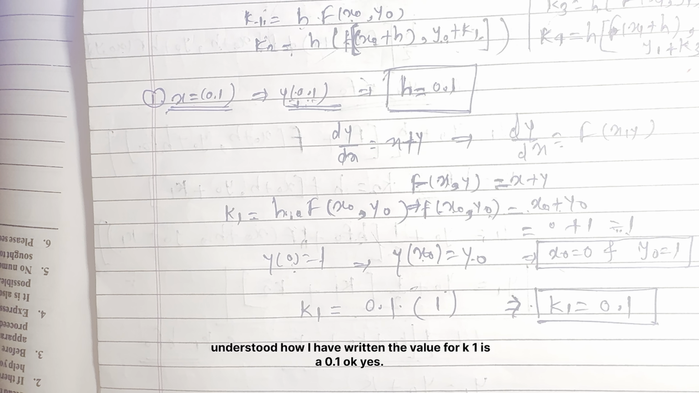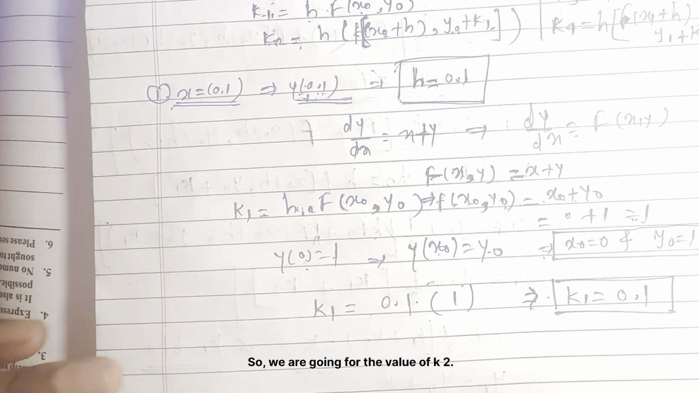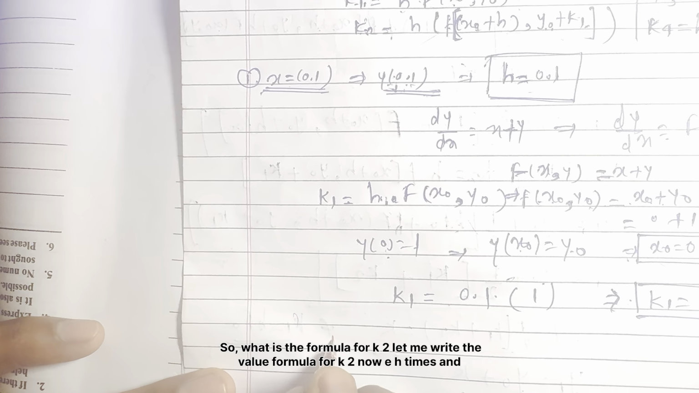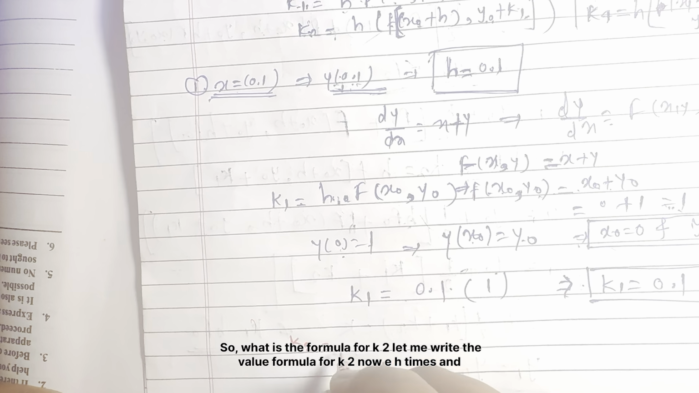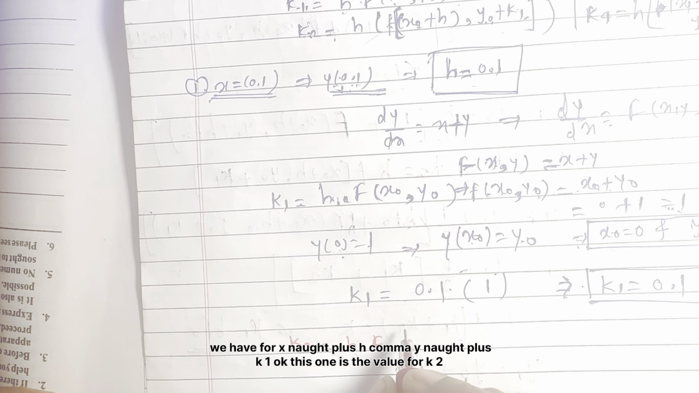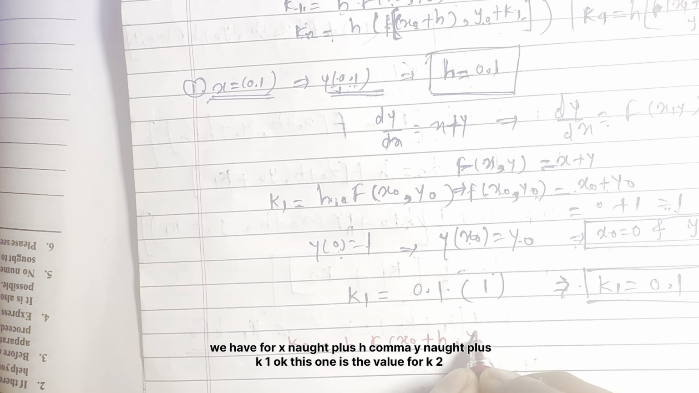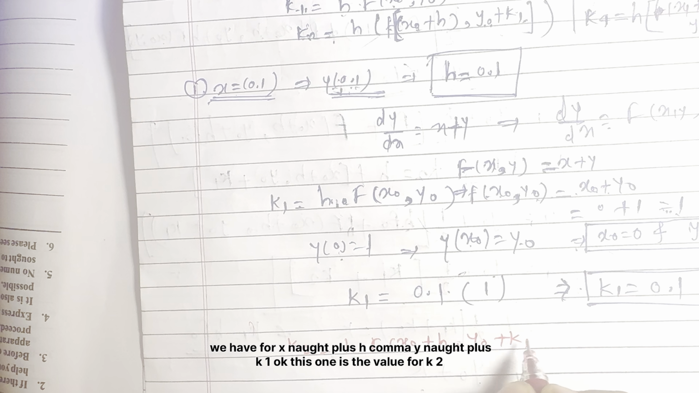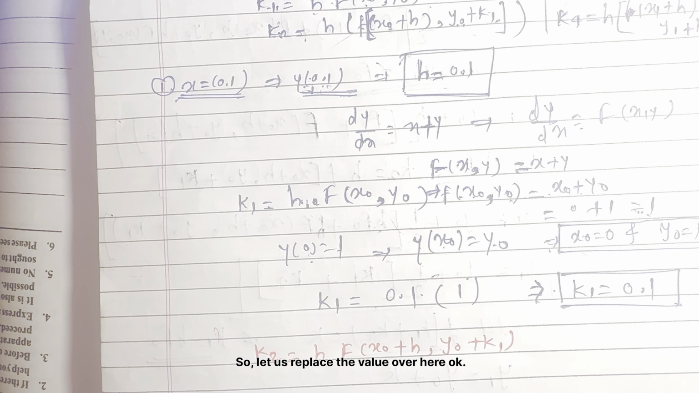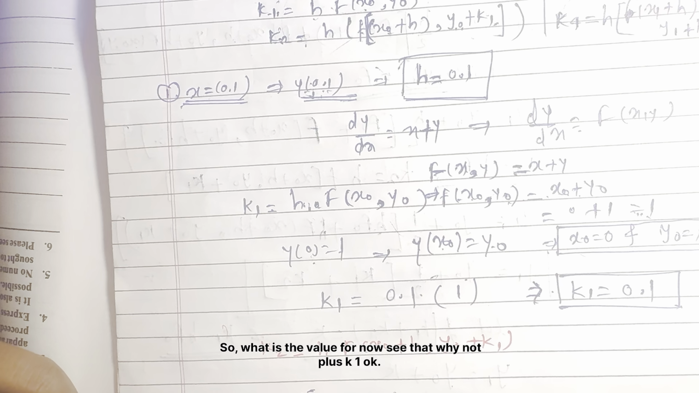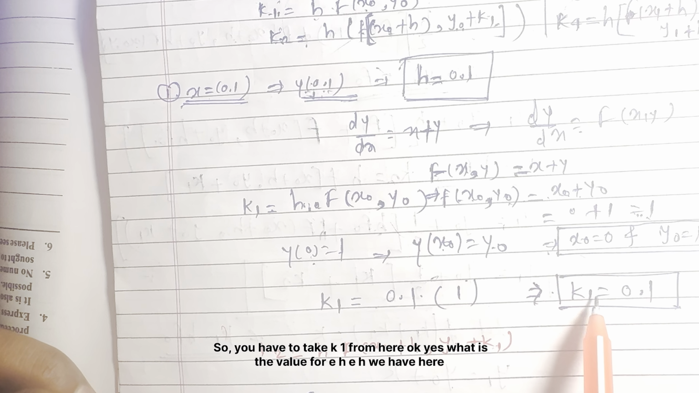Again, we are going for the value of k2. What is the formula for k2? Let me write the formula for k2 now: h times f of x naught plus h comma y naught plus k1. This one is the value for k2. So let's replace the values over here. See that y naught plus k1, so you have to take k1 from here.